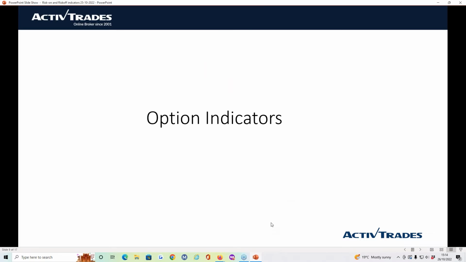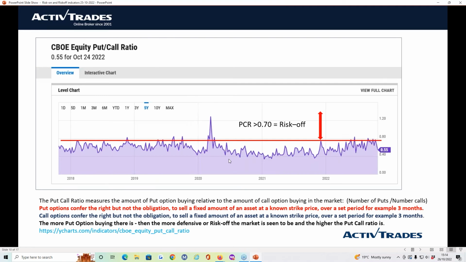Okay, so what about looking to other markets for indicators as to how and what the mood of the equity market is? And one place that we can look for that is within the equity options and equity options index markets. And they provide us with a number of useful indicators, one of which we'll look at here, and that is the equity put call ratio. Now, this is a ratio that once again comes from the Chicago Board Options Exchange, the CBOE, the very same people who created the VIX index.